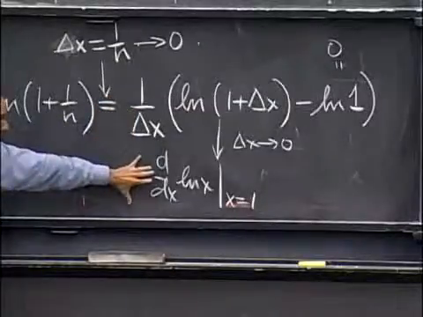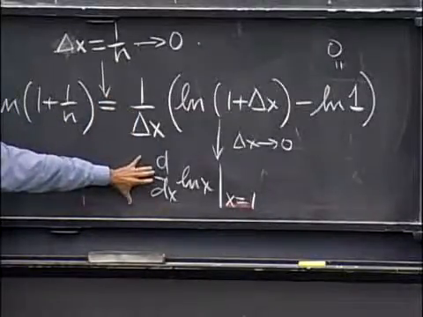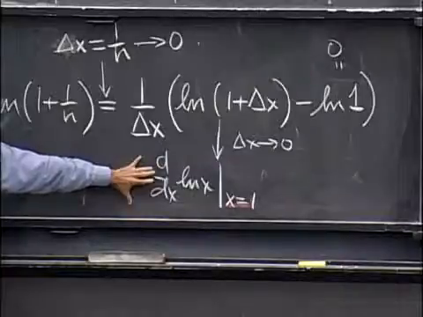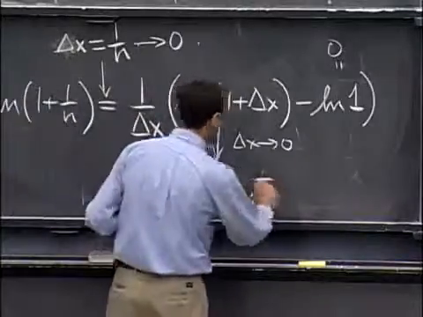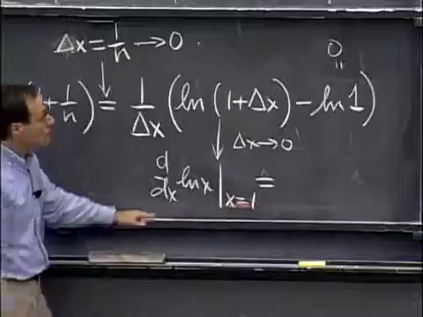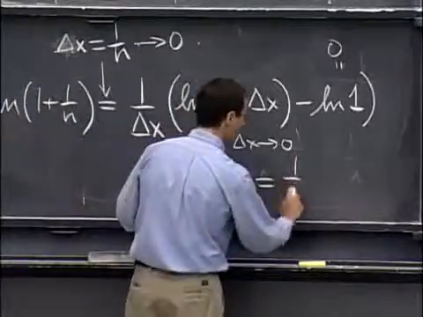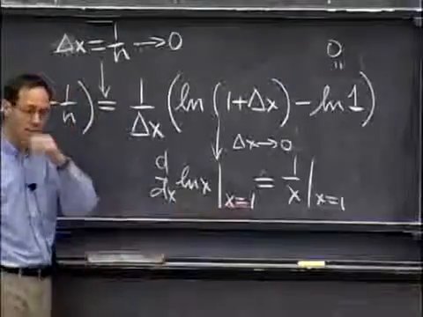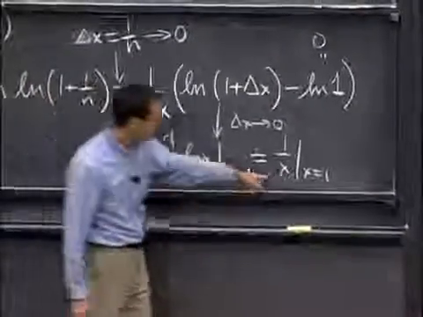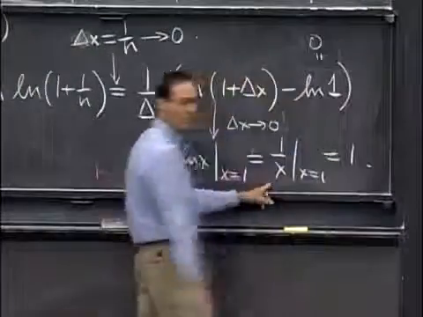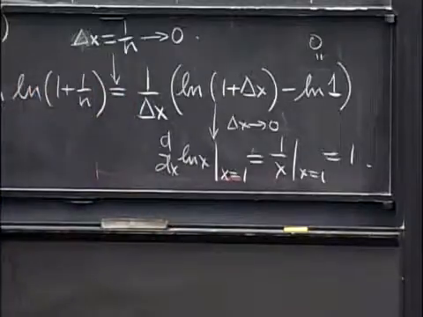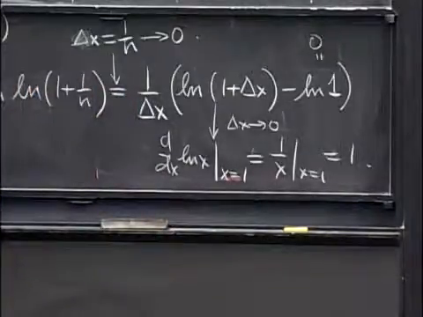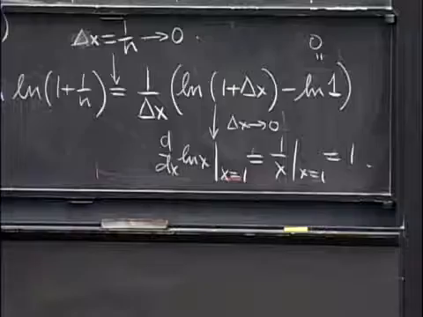And so this, by definition, tends to this limit here. But we know what the derivative of the log function is. The derivative of the log function is 1 over x. So this limit is 1. Okay, so we got it.